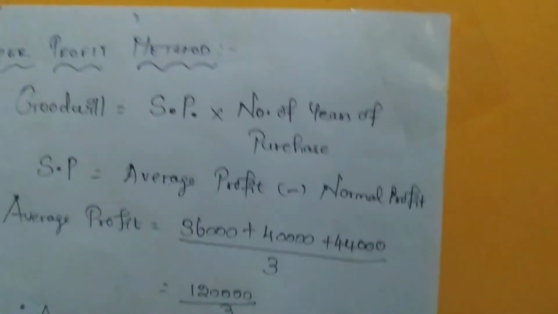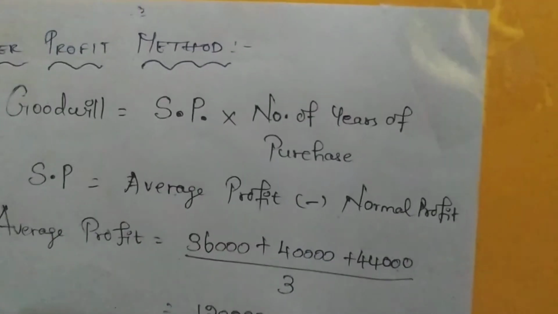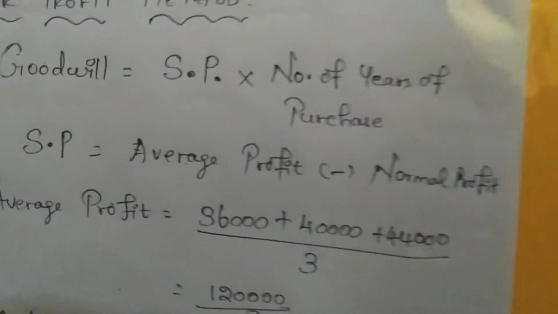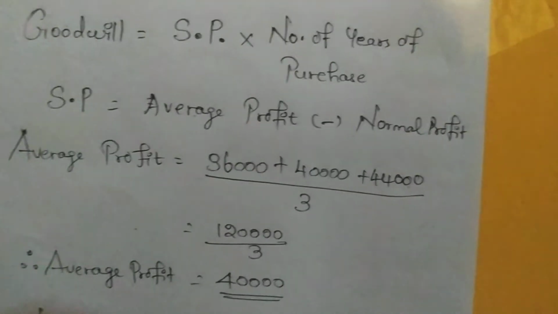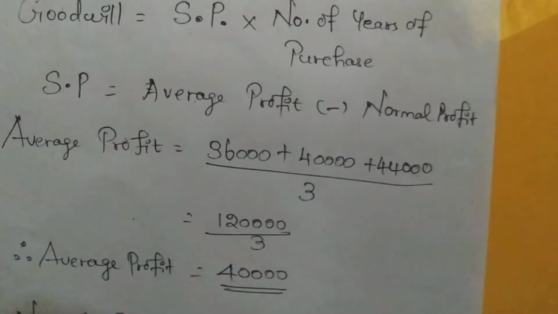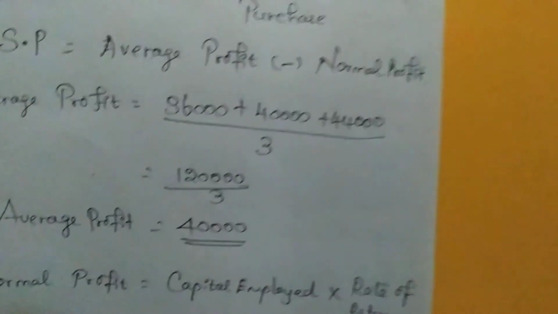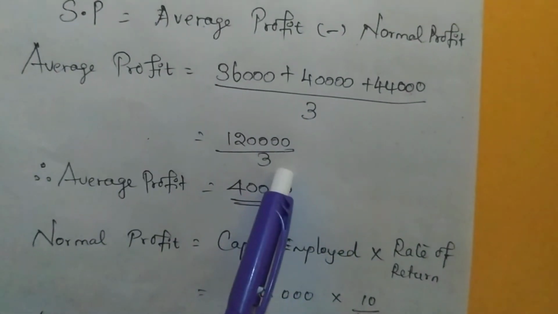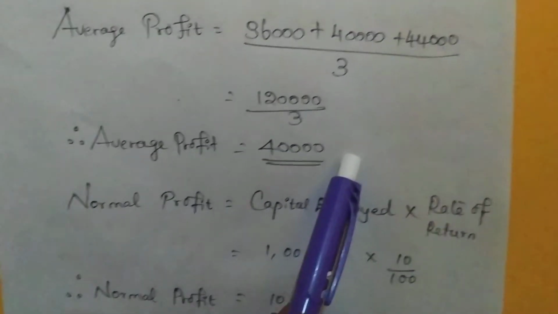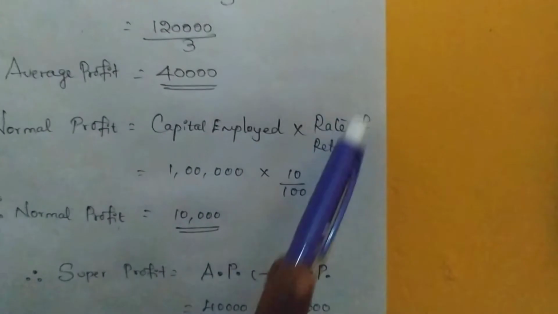Let me give you a small recap within 2 minutes. Under the super profits method, goodwill equals super profit into number of years of purchase. Super profit equals average profit minus normal profit. Average profit equals 36,000 plus 40,000 plus 44,000 divided by 3. How much are you getting? 1,20,000, divided by 3, 40,000. Average profit is 40,000.